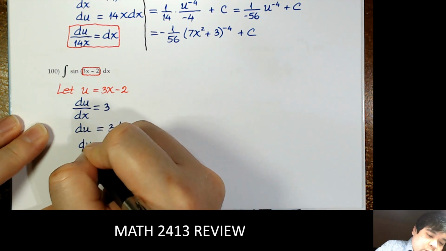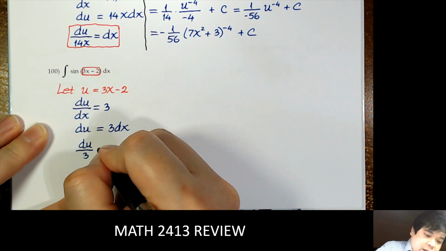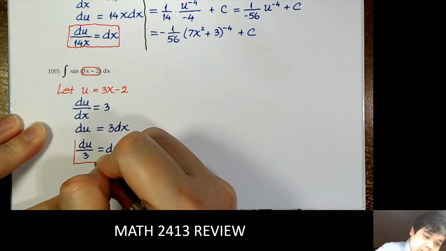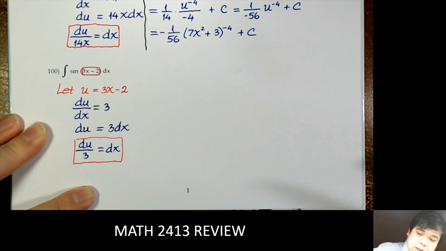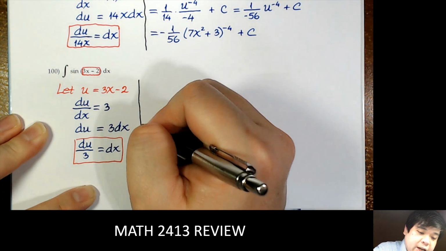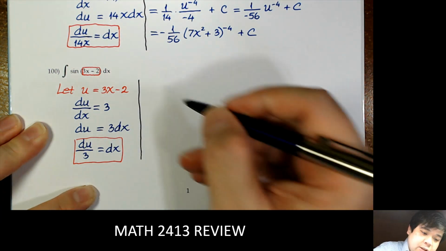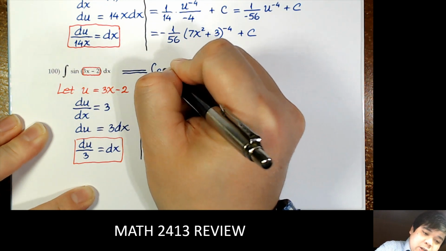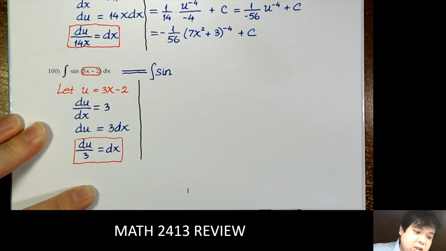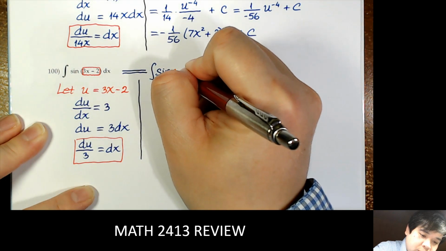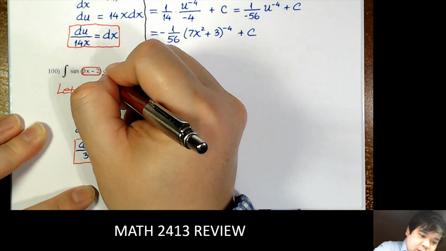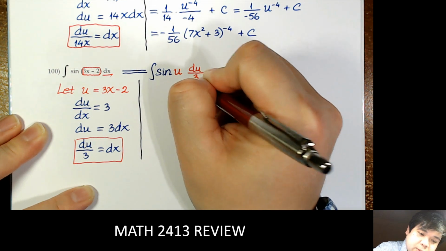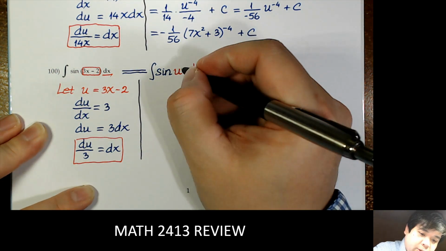So du over 3 is dx. Right. And then substitute sine, and 3x minus 2 is u. Dx is du over 3. Factor out the 3.